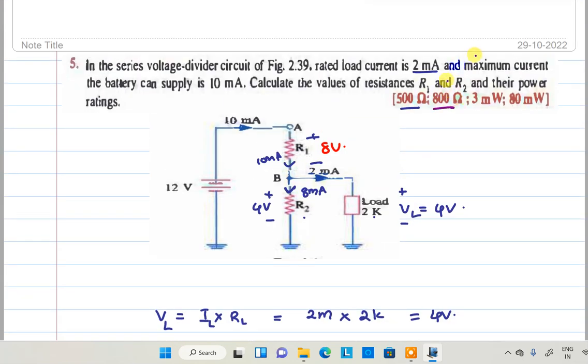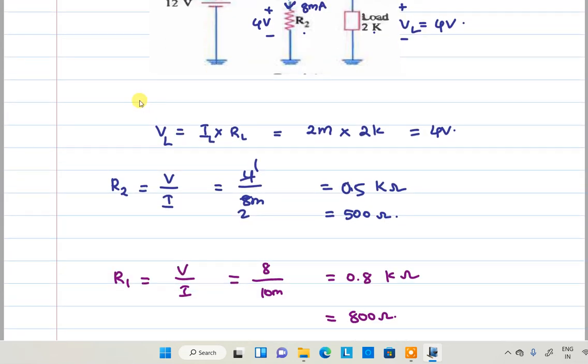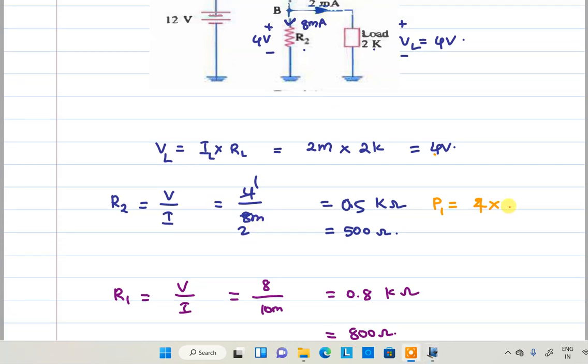So after that they are asking the power rating of resistors, right? So the power rating of resistors here, P is equal to V into I. That is P1 is equal to V into I. V is equal to, in the first case, 4 volt into I. I is equal to, what is the current I in the case of 8 milliamperes. In the first case, this is the P2, 8 milliamperes.